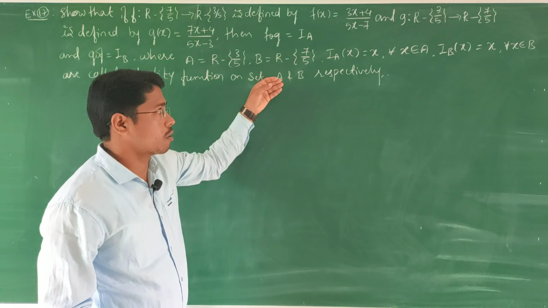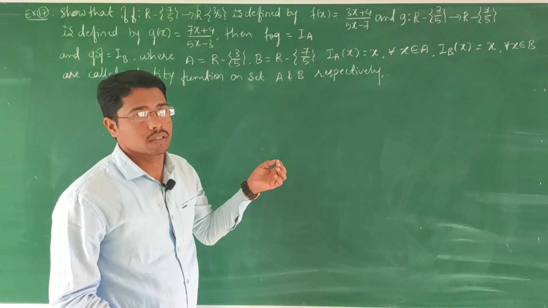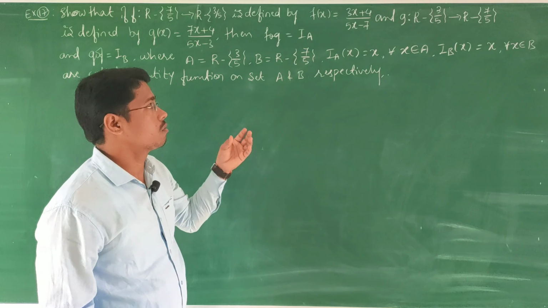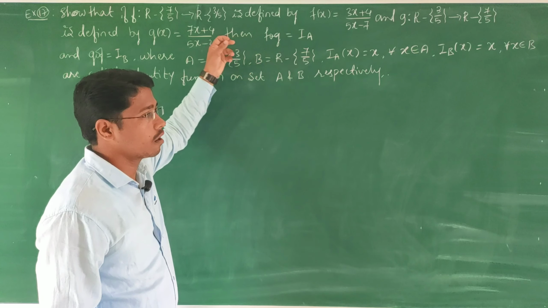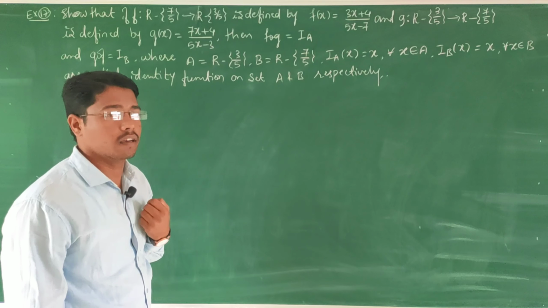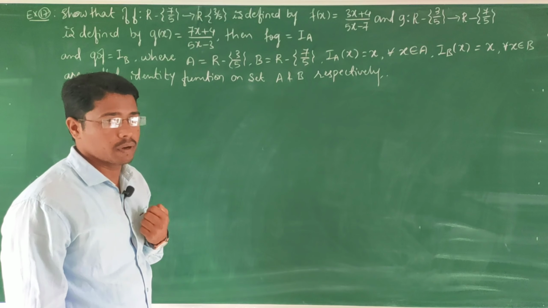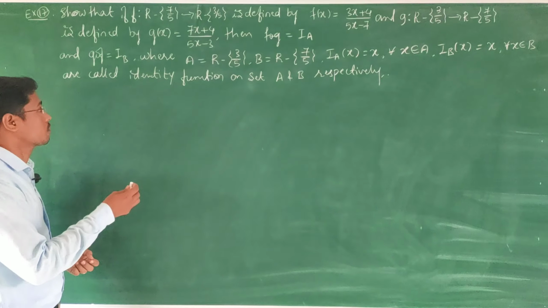So understand the question properly. IA and IB are the identity functions on the sets A and B. So our job is to show fog equals IA and gof equals IB. Already we are familiar with finding the fog and gof of a function, so in the same way, proceed with the solution.